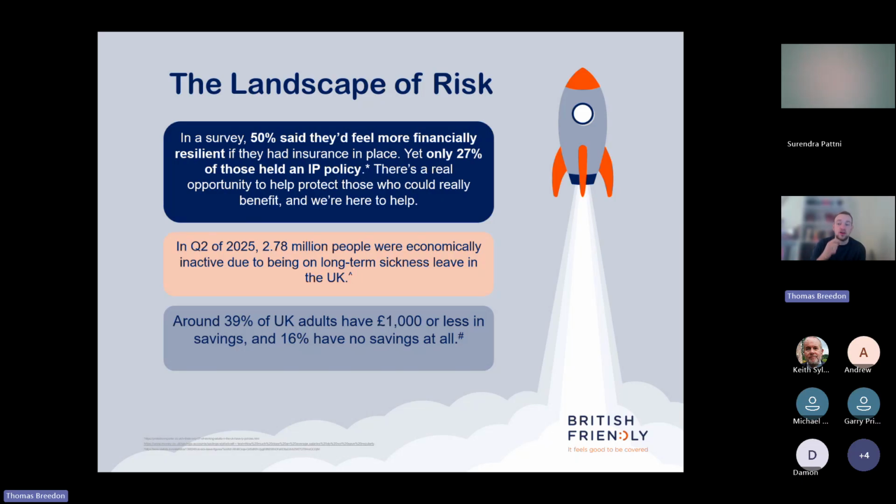We'll look at some stats in terms of what clients have in relation to their savings in a few slides' time as well, and that is one of the stats right there. Around 39% of UK adults have £1,000 or less in savings, and 16% have no savings at all. Unfortunately, I'm probably guilty of falling into one of those brackets. So it shows that although people might think it's not going to happen to them, they might not think about how protection can help them.